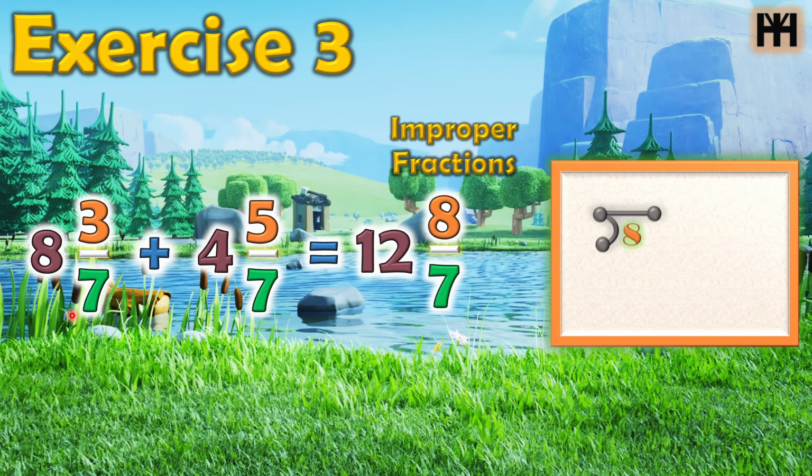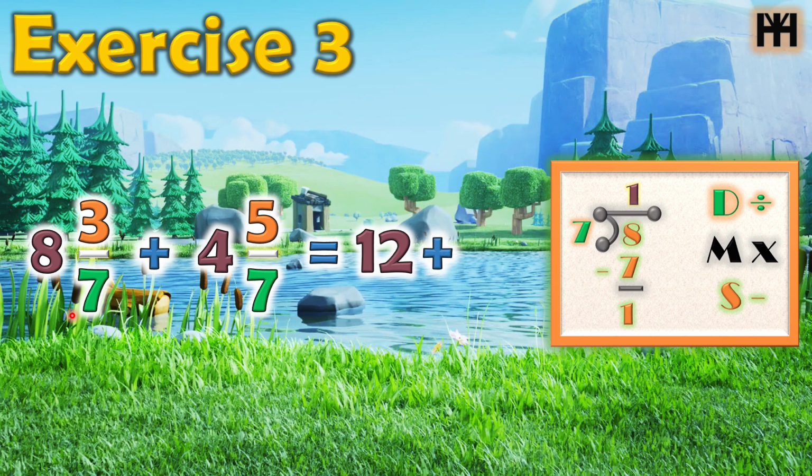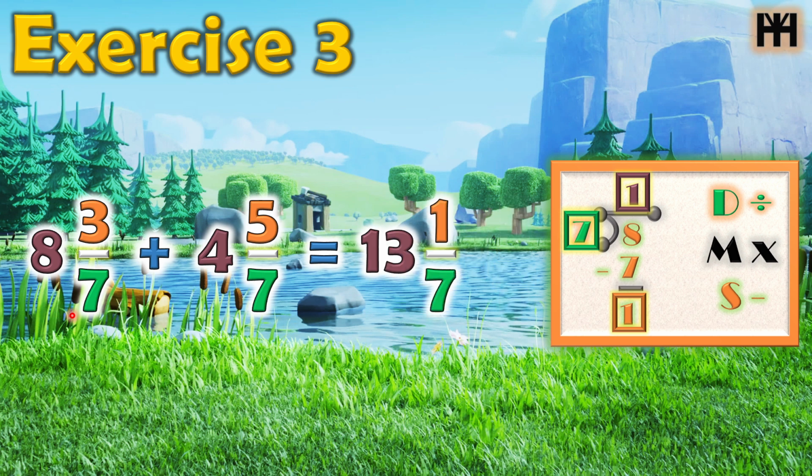So here we have 8 and here we have 7, so it's 8 divided by 7. So divide, multiply, subtract, and repeat. 8 divided by 7, or how many 7s are in 8? The answer is only 1. Then multiply, 7 times 1 is 7, then subtract, 8 minus 7 is 1. So here 1 is the whole number, the 7 is the denominator, and the 1 is the numerator. So 12 plus 1 and 1 over 7 is 13 and 1 over 7.